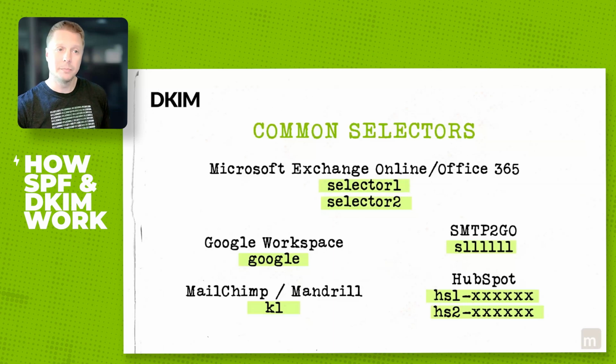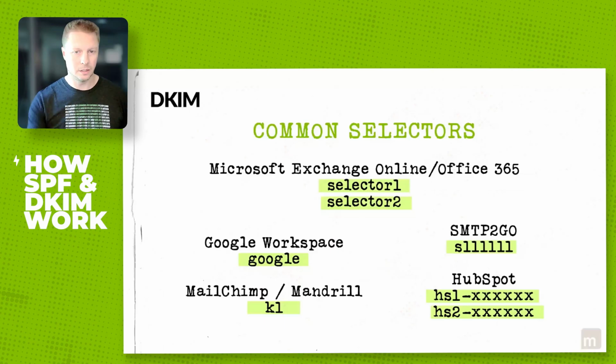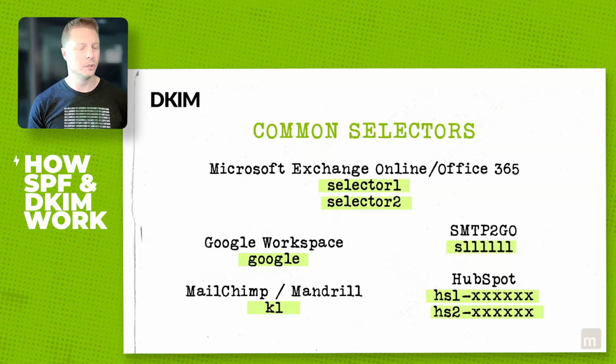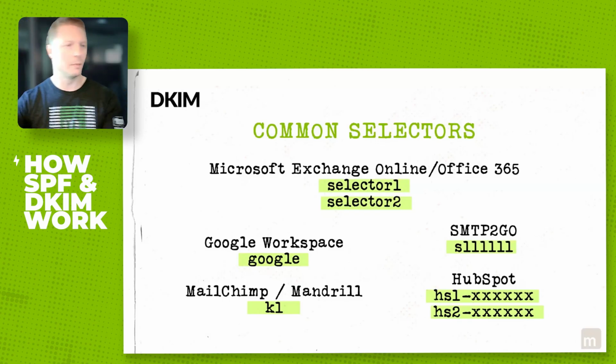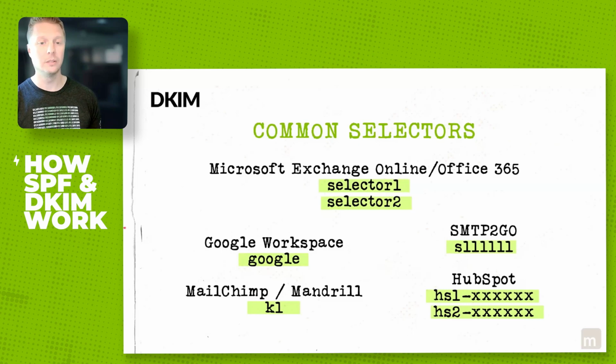It's going to be different based on the email services that you're using. Some of the most common selectors are Microsoft and Google. They're going to start with that selector 1 or selector 2 if it's Microsoft. And you'll generally see it be like selector1._domainkey.mailprotector.com or some domain.com. That's going to be the host name for the CNAME record. And then the value is going to be that hash. That hash is going to be provided to you by the service provider.